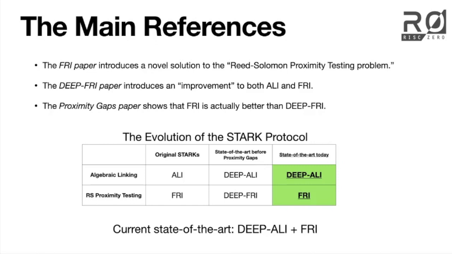And then a little bit later, the proximity gaps paper showed that, in fact, deep is not actually an improvement over the original FRI. So where we are today is that when we run Starks, we use the deep version of the algebraic linking protocol, but we don't bother with deep on the FRI protocol. So that's the context of the timeline of how Starks have evolved over time. There was the original, then the deep improvement, and then the realization that the deep improvement only actually applies to the first part of the protocol.